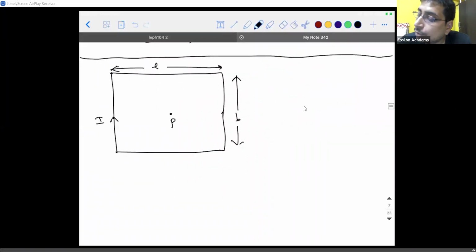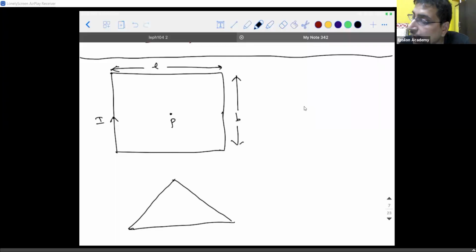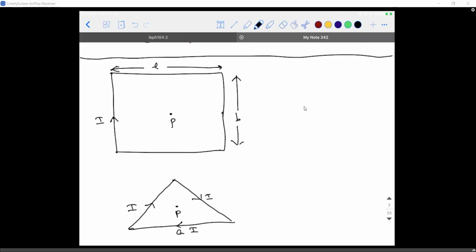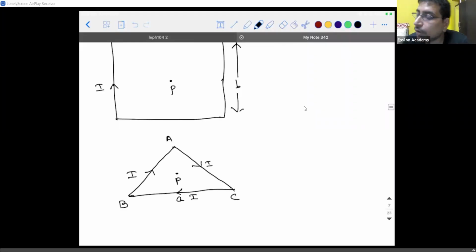Okay. So, if I take an equilateral triangle of side A, and the current is flowing in the clockwise direction, let's take it in this way. I think this is the direction I gave. Clockwise or anti-clockwise? Clockwise, sir. Okay, A, B, C. That's good.